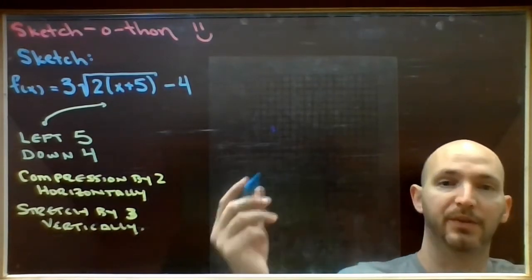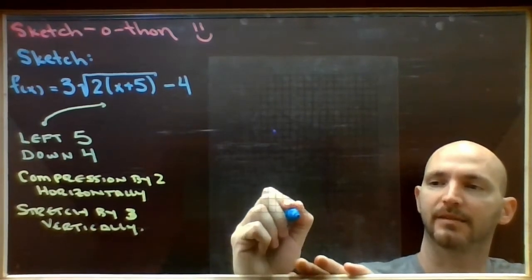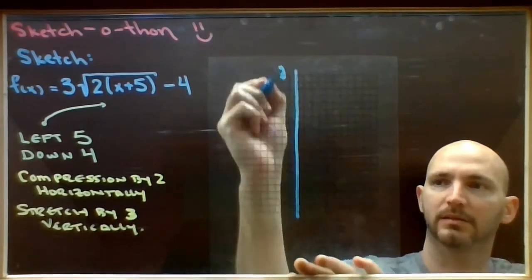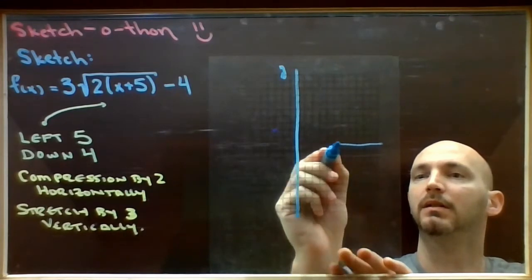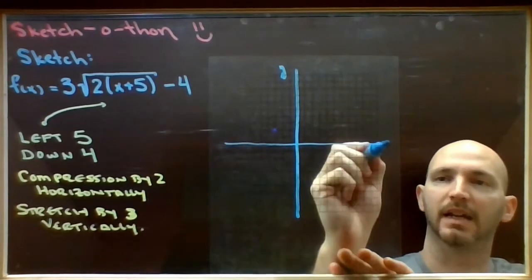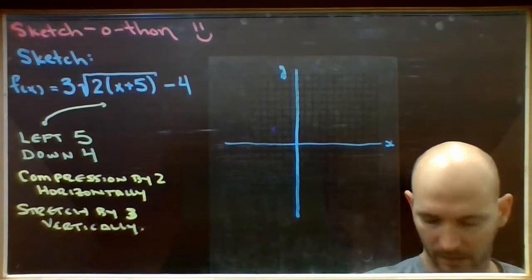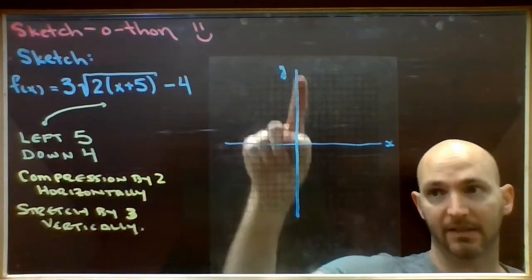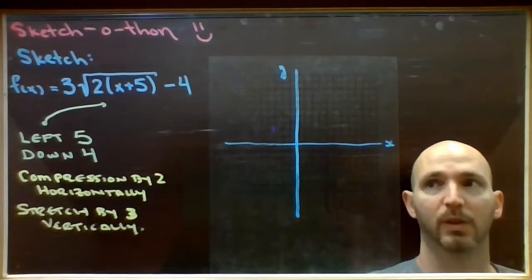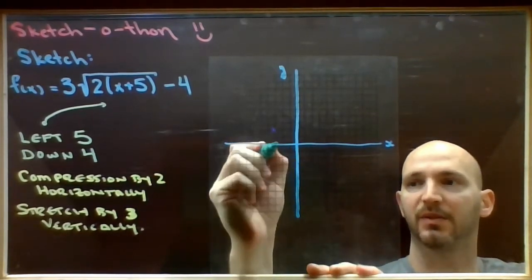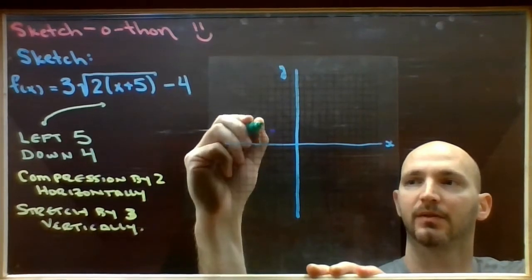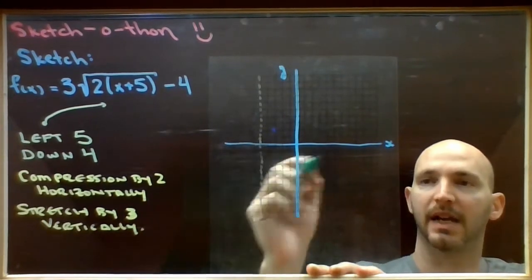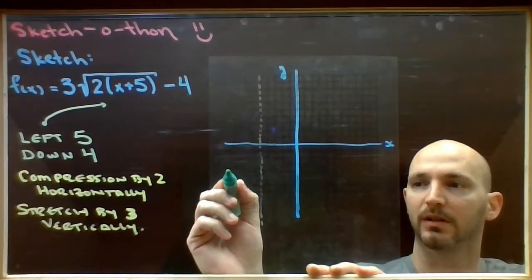So I'm going to first draw my untranslated axes. There's my y, and here's my x. Just like in the translation section, I'm going to draw a translated set of axes that are moved left 5 and down 4. So my y-axis, 1, 2, 3, 4, 5 to the left, and my x-axis down 4, 1, 2, 3, 4.